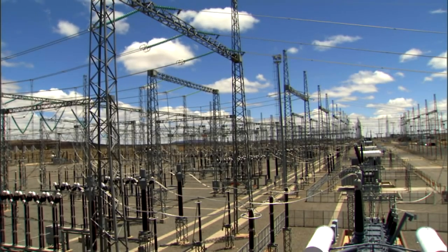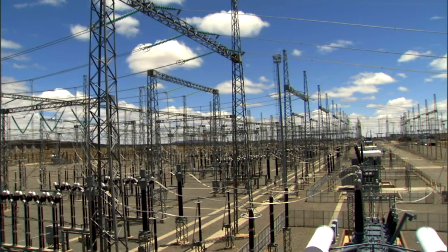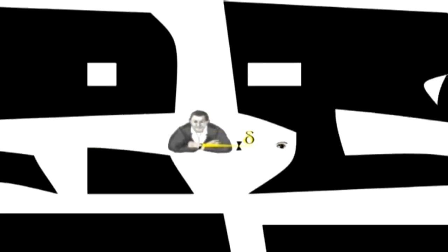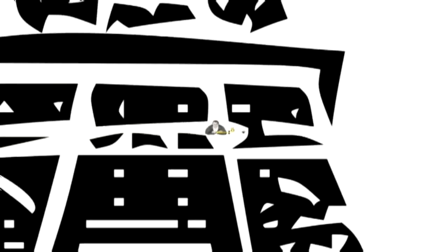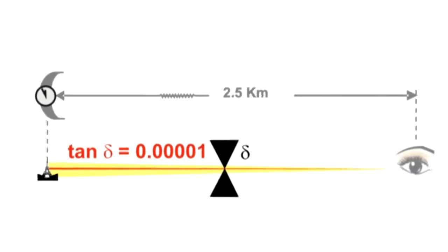To get a better understanding of both types of losses, it is advantageous to measure the dissipation factor or the power factor over a broad frequency range. The angle delta can be very small for good insulation. A typical dissipation factor is 10 to the power of -5. This is like looking at a wristwatch from a distance of 2.5 kilometers.